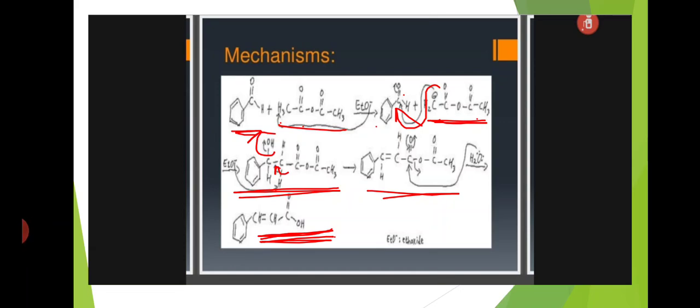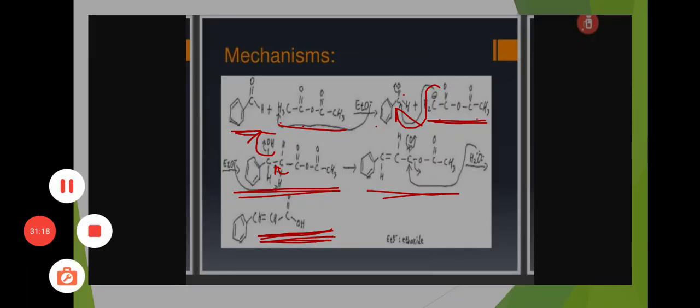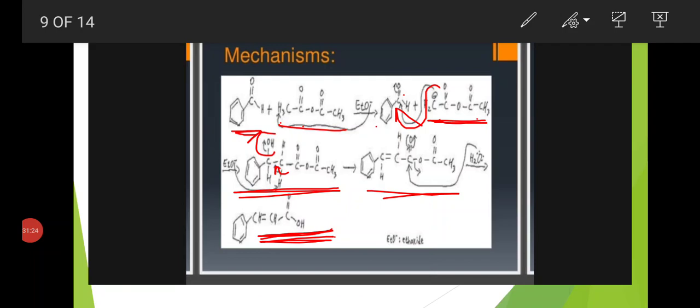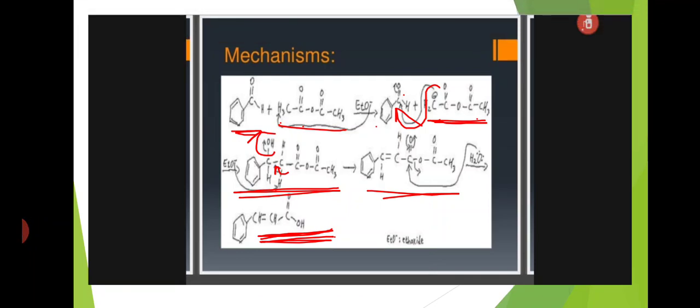Here is the mechanism: benzaldehyde reacts with acetic anhydride in the presence of ethoxide. Here, in the presence of ethoxide, first acetic anhydride loses one alpha hydrogen and forms an anion. This acetic anhydride anion attacks the benzaldehyde carbon and forms an intermediate. This loses a water molecule and forms the alpha beta unsaturated product. On hydrolysis, it forms cinnamic acid and acetic acid. This is the mechanism of benzaldehyde plus acetic anhydride. The product is cinnamic acid.